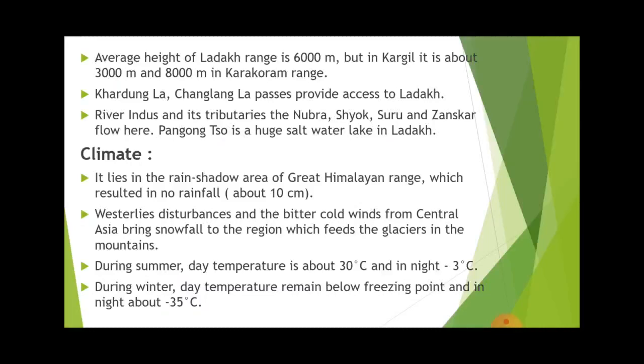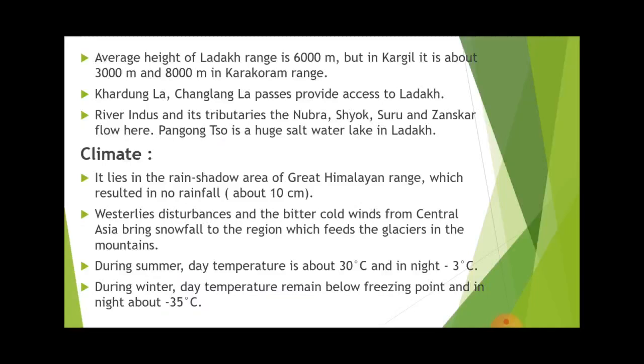It's about 10 centimeters or very little rainfall, and whatever precipitation there is, it is in the form of snow. The rain does not pass the Great Himalayan Ranges, the moisture laden clouds. There is westerly disturbance. What is westerly disturbance? They are the colder ones. They blow at the higher altitude.